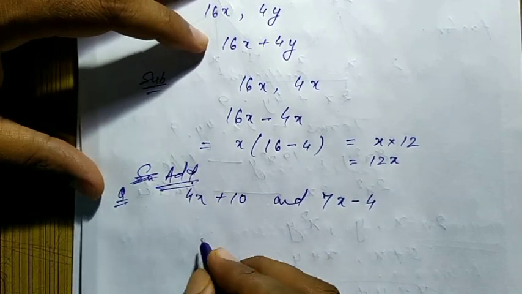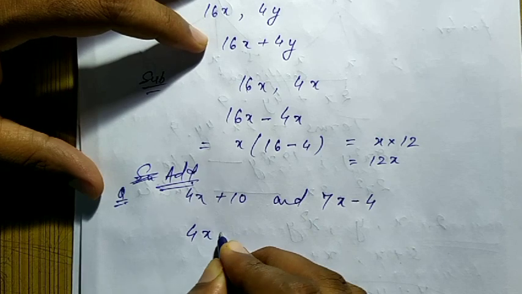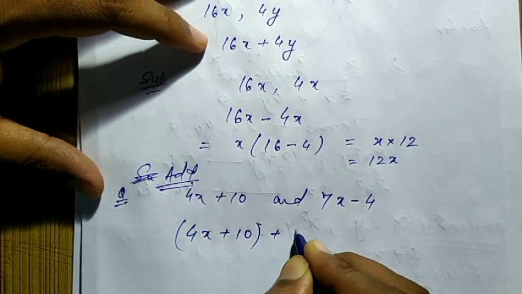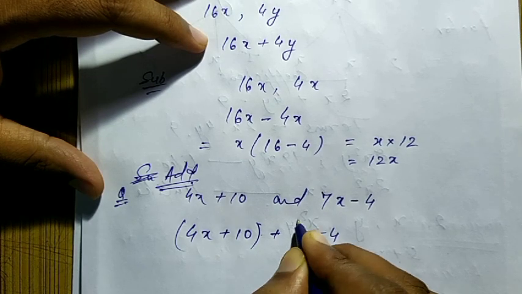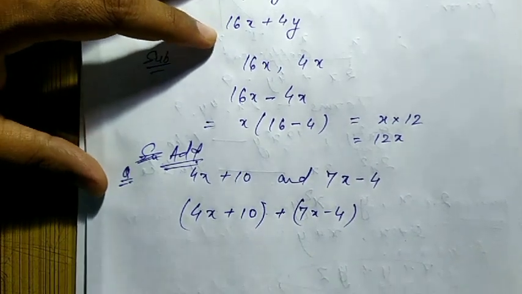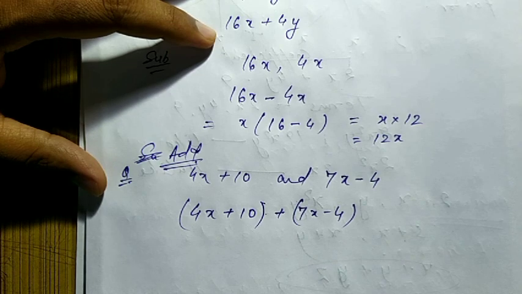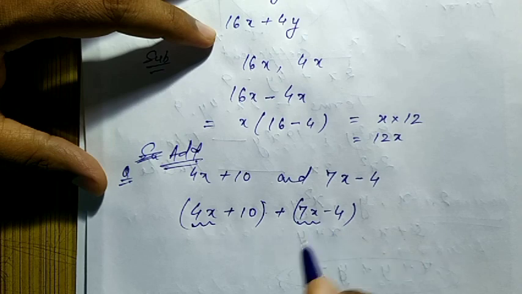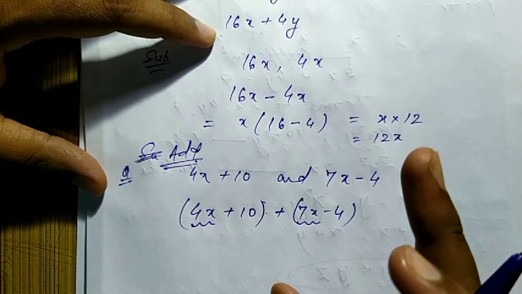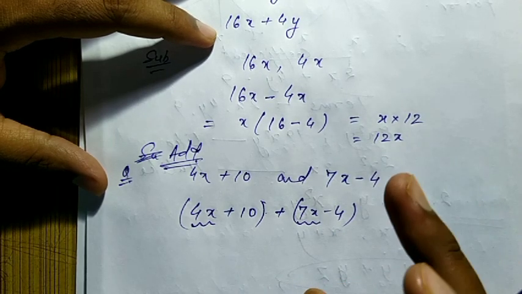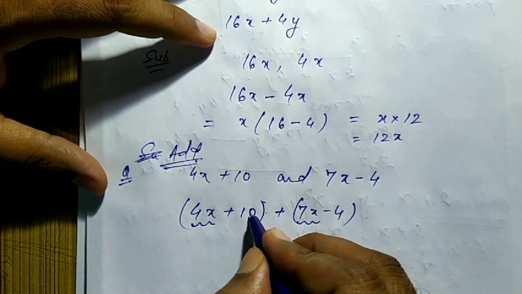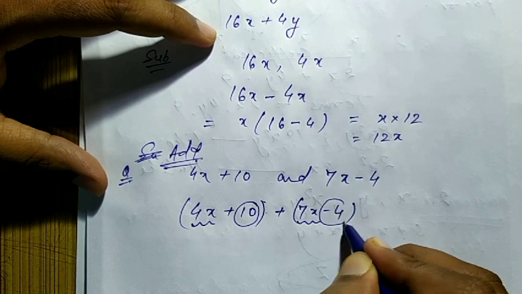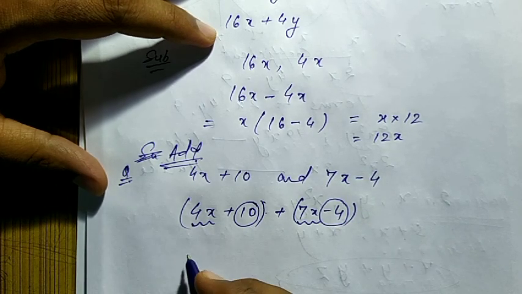Now, 4x plus 10, plus 7x minus 4. We have to add. Now, the terms 4x and 7x are like terms, and also there are 10 and minus 4.